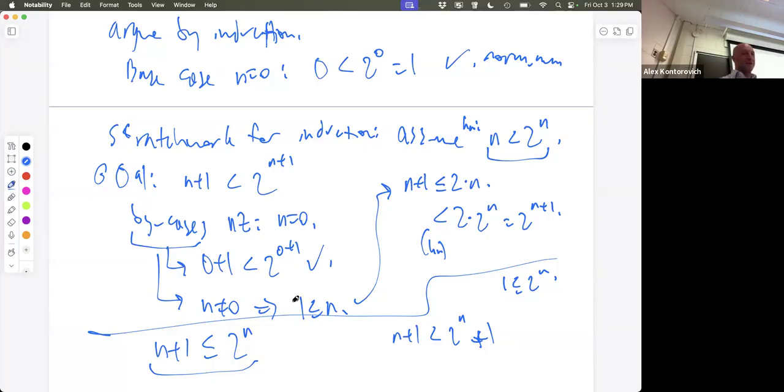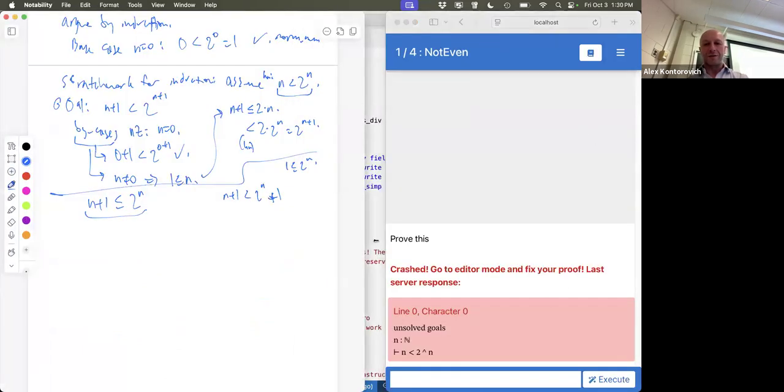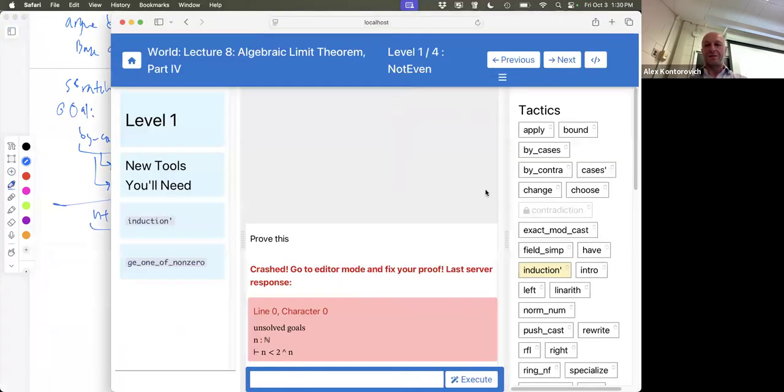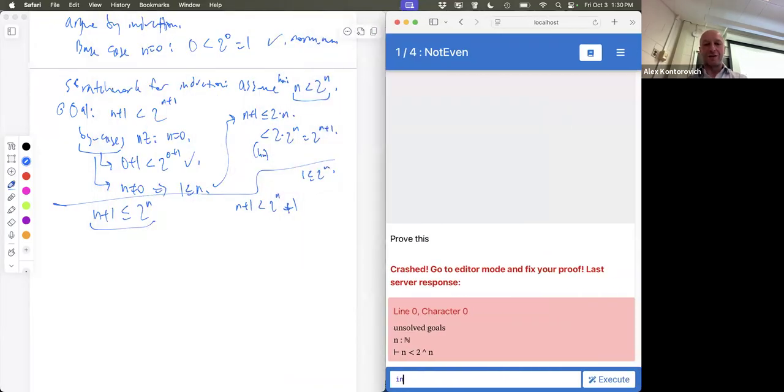Let's do it real quick while you guys hand in, well, you can hand them in at the end. Let's do it real quick, and then I guess that's as far as we'll get today. So, we're going to do this by induction. Remember the syntax, which I have here for you. Induction, it should be called induction, but there are technical reasons why it's called induction prime, n with, and then you can give a dummy name for the variable you're going to induct on. I just stay with the same variable name, and then the induction hypothesis. Okay, so induction prime n with n hn.